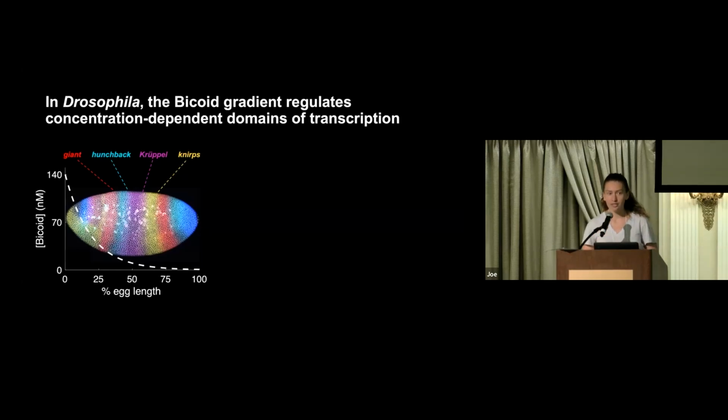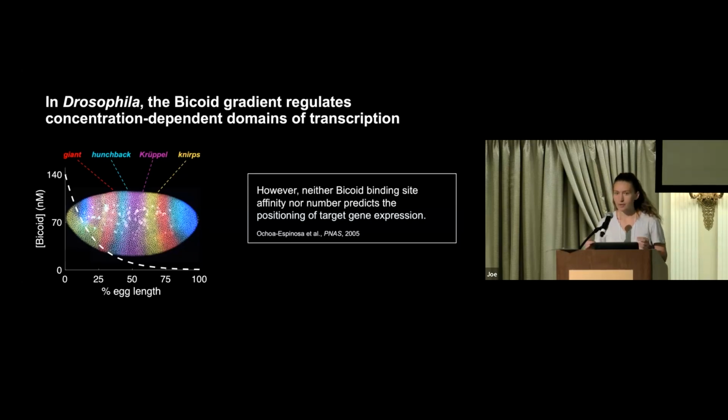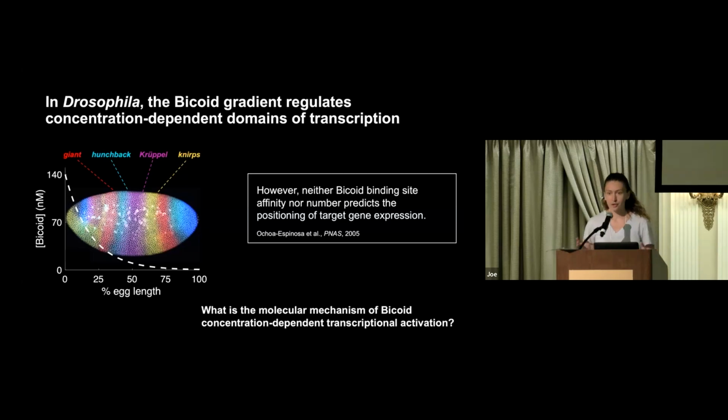The posterior boundaries of these gene expression domains align with different Bicoid concentration thresholds. However, we can't predict from the Bicoid binding site number or affinity within enhancers where the enhancers will upregulate transcription along the gradient. So it remains an open question. What is the molecular mechanism of Bicoid concentration dependent transcriptional activation?